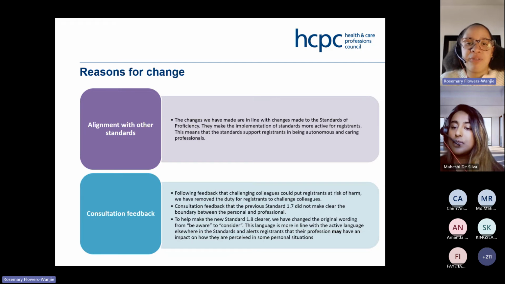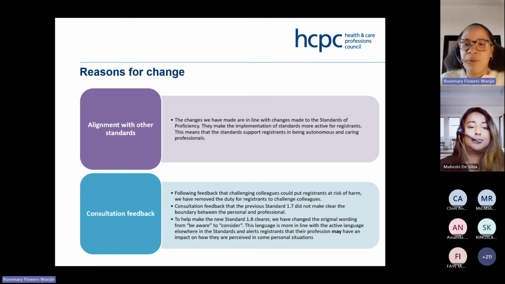For example, following feedback that challenging colleagues, as stated in previous standard 1.6, could actually put registrants at risk of harm, we changed the language to refer to raising concerns instead and following appropriate internal procedures. We've also made updates around points of clarity. For example, in our original proposed standard 1.8, we've changed the wording from be aware to consider in the final revision, and that was following consultation feedback.